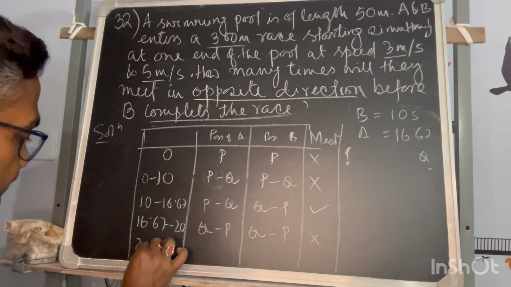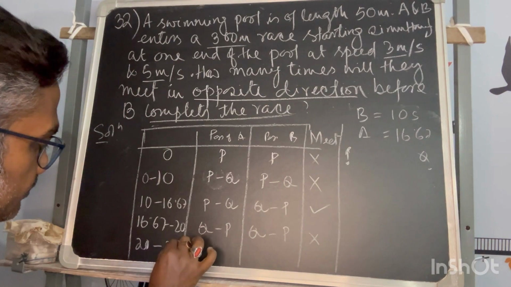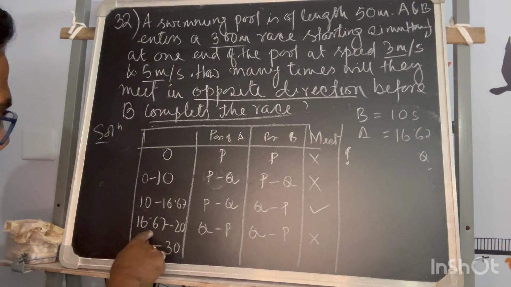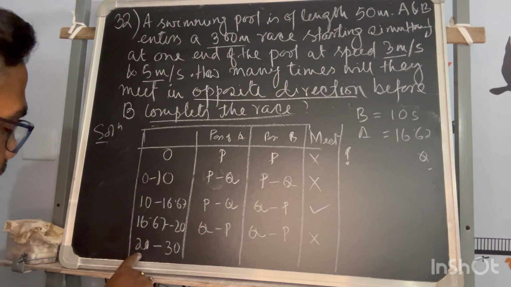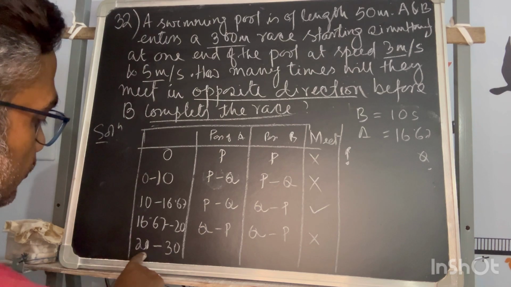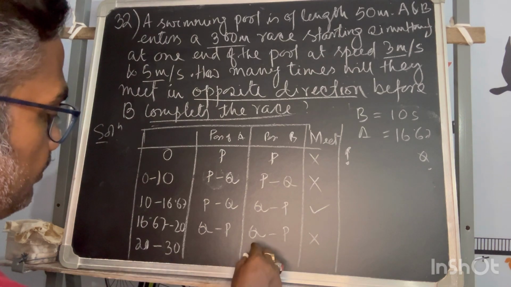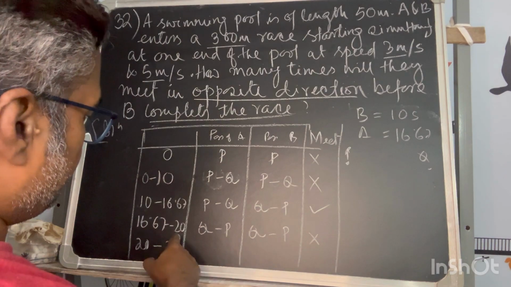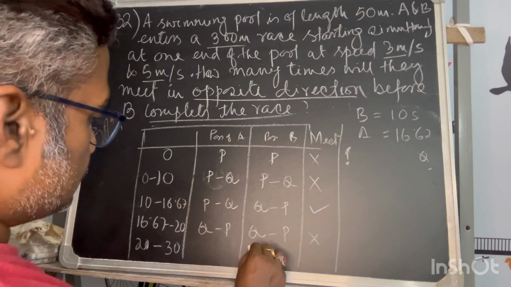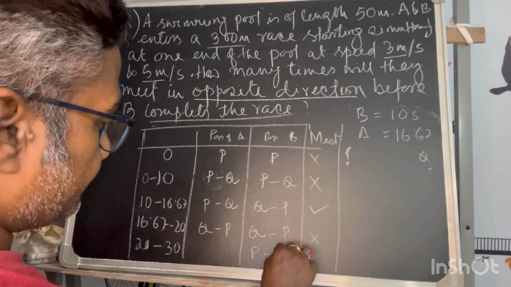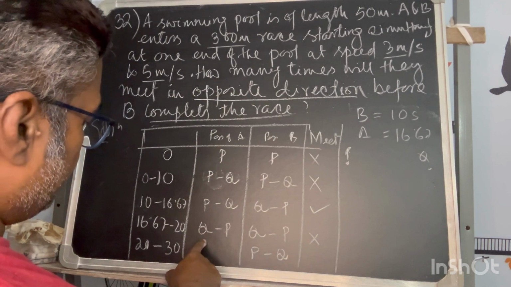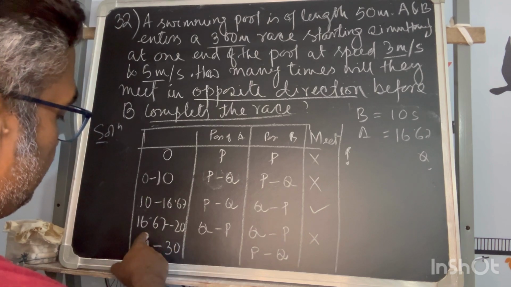So 20 to 30 I am considering, because the higher of this will be 33. So in between this lag is coming. In 20 to 30, he at 20 is reaching P. So then P to Q, isn't it?